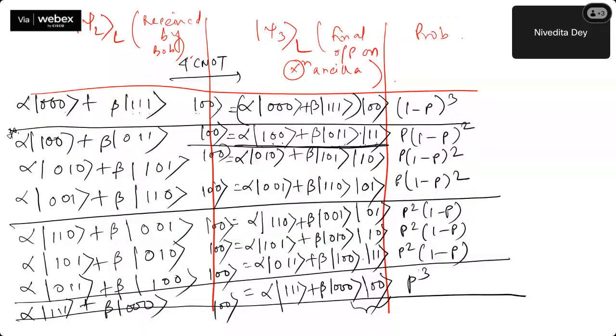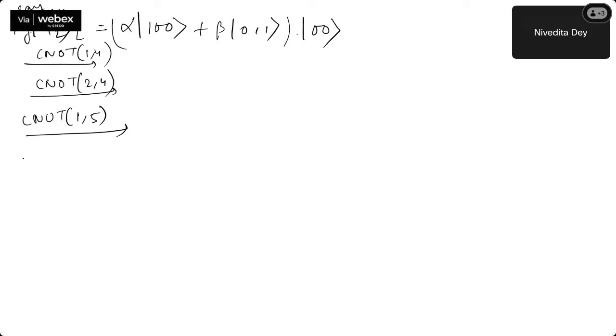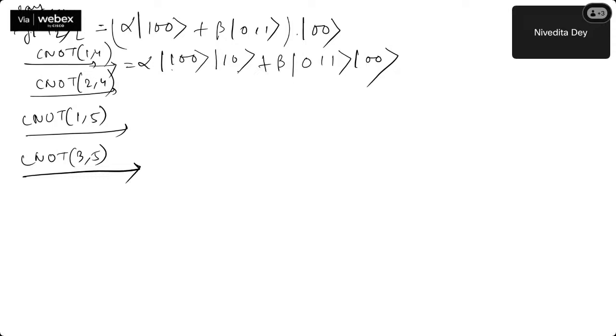Right? Now, there are 4 C naught gates: C naught of 1, 4, C naught of 2, 4, C naught of 1, 5, and C naught of 3, 5. After all these 4 C naught gates, let me write the respective states. So it is 1, 0, 0 followed by 1, 0 plus beta 0, 1, 1 times 0, 0. This is applied on 1 and 4. Okay. Now 2 and 4. So it is 1, 0, 0, 1, 0, no change, plus beta 0, 1, 1, 0, 0.